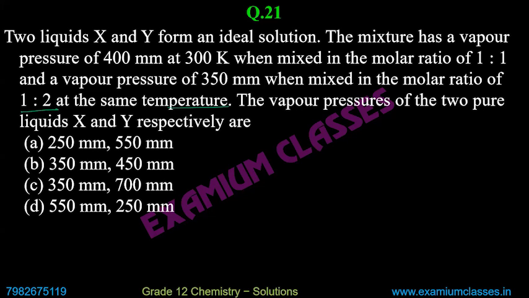Now these type of questions are very easy. We have done these type of questions. You need to use the formula that the sum of partial pressures will be the total pressure. So total pressure will be equal to P_X naught into its mole fraction plus P_Y naught into its mole fraction. Form the two equations, solve it, get the answer. Solve it, because this is something we have done.